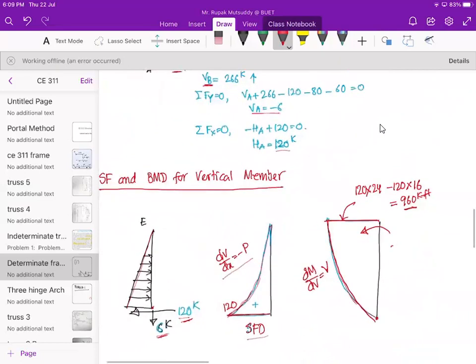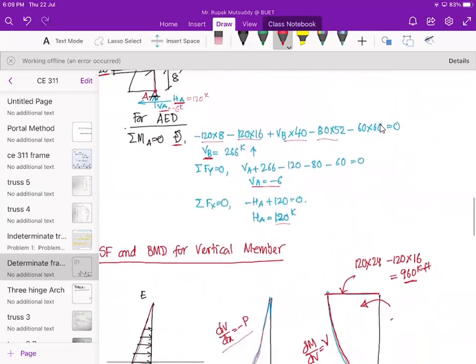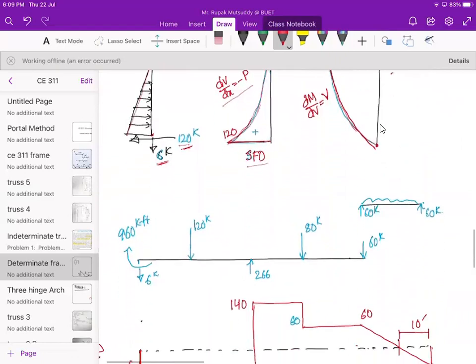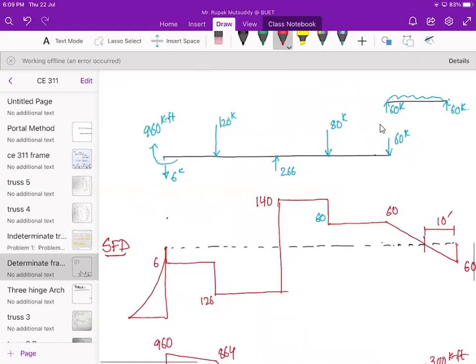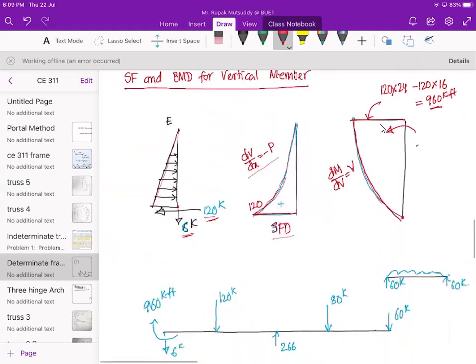Now, how can we draw the bending moment of the full frame? At first, let's draw the top, the beam part. So this is what the shear force diagram looks like for the column. And here, this is vertically going downwards. You see that? Vertically going downwards.